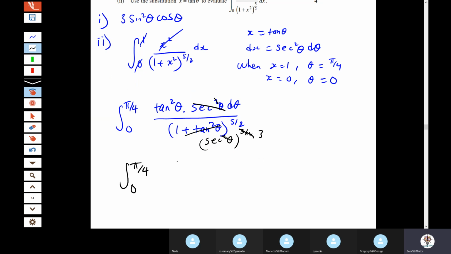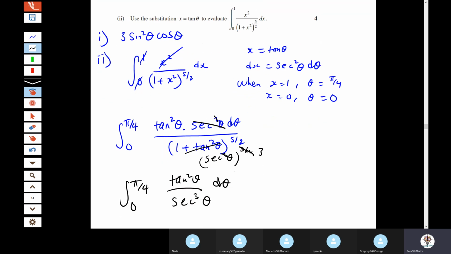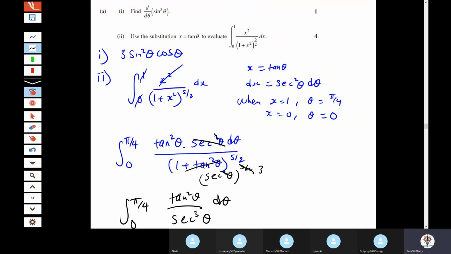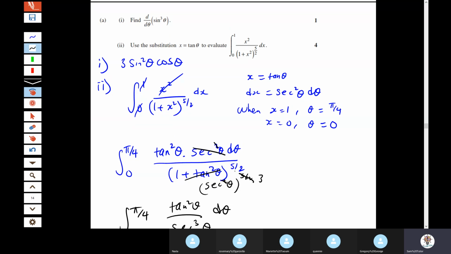That was fine as well? Yep. So really, if you took a few more lines, you can, but really you should have ended up with this: tan squared on sec cubed.